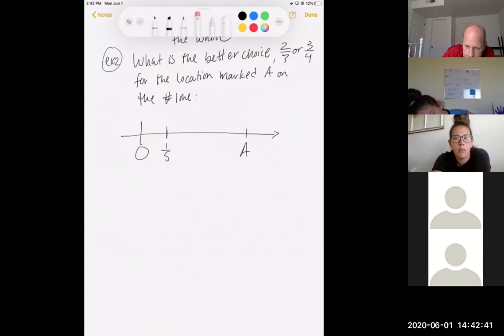I've just looked at the number line we just created, and it's 2/3 and then 3/4 going up. Okay, good. Which one would A be closer to? 3/4. Okay. And how do you know? Because of our number line, the order going from smallest to greatest. Okay.